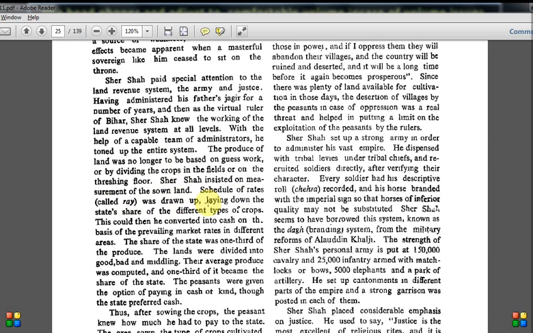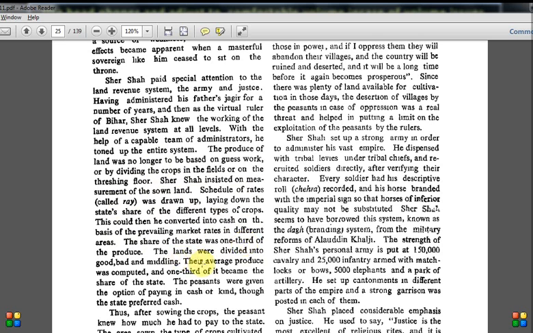He started that, and later Akbar will adopt it. So, laying down the state share of the different types of crops. This could then be converted to cash on the basis of prevailing market rate in different areas. The share of the state was 1/3. This is also important, 1/3. They will simply change it to 1/6 and then make a statement wrong. So Sher Shah's cropping system, this Rai schedule of rates, 1/3 to the kingdom.